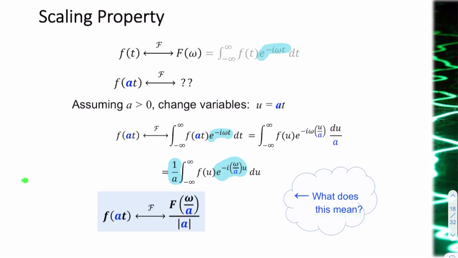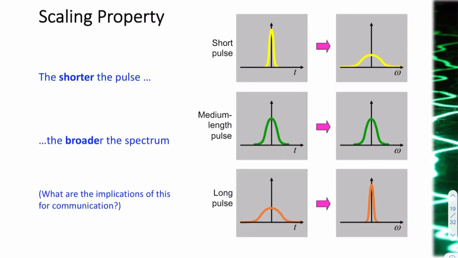So let's think of our pulse. Remember I said if I take a pulse and then I scale it by a factor of a, in this case a would be less than 1, what would that do? What would these two factors here actually do to the shape of that spectrum? So think about that and consider the next slide. It means that the shorter the pulse, the broader the spectrum.